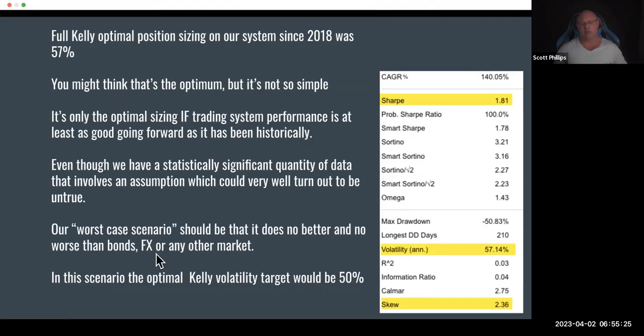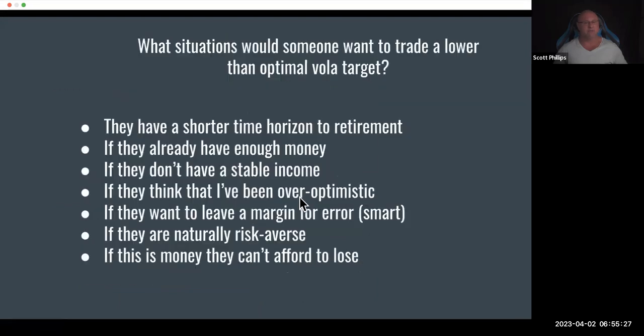In this scenario, the optimal Kelly volatility target would be about 50%. But there's plenty of situations where someone would want to trade a lower than optimal target. You have a shorter time horizon to retirement.